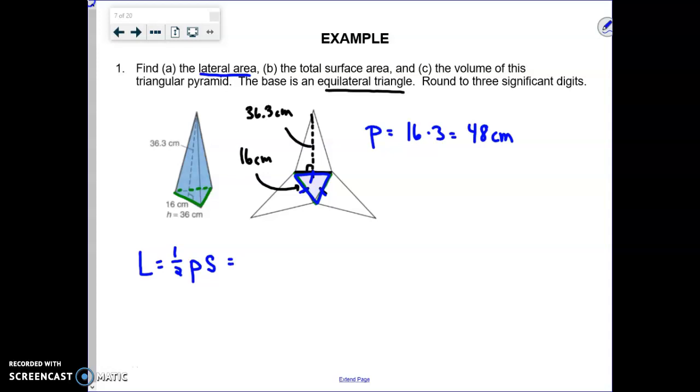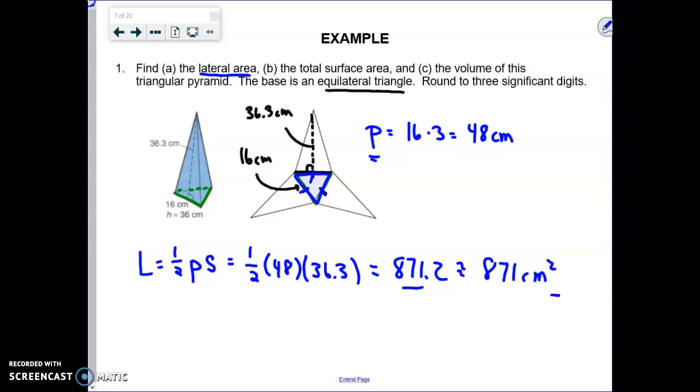The lateral area is equal to 1/2 times the perimeter of the base, which was 48, which we just found up here, times the slant height. Not the perpendicular altitude, but the slant height, which is 36.3 centimeters. I'm not going to write the label down quite yet. Now, if you multiply all those together, you get 871.2. Now, it did say it wanted these rounded to three significant digits. So here are your three significant digits. So this is approximately 871 square centimeters.